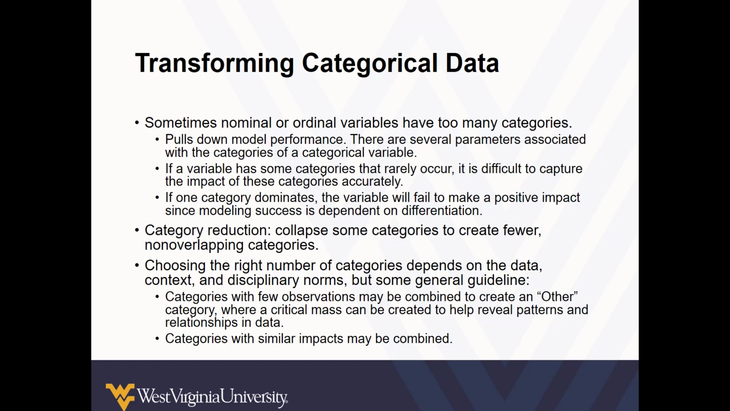So the idea of category reduction is to collapse some categories to create fewer non-overlapping categories. And we're going to walk through an example of that in R in just a few moments. Choosing the right number of categories depends on the data, the context, and the disciplinary norms. But we have some general guidelines. We know that categories with few observations may be combined to create an other category, and this enables a critical mass to be created to help reveal patterns and relationships in data. We also know that categories with similar impacts are often easier to work with when they're combined, because it can be difficult for our statistical software to understand the differences between these very mildly or discretely different categories.